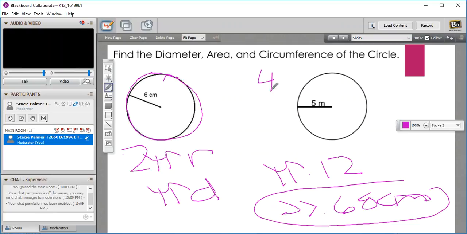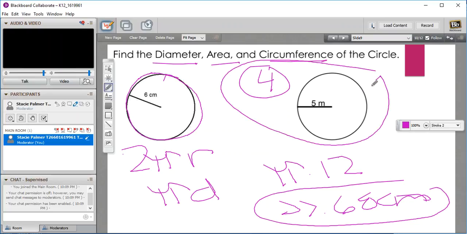So for question number 4 on your quiz, I want you to find the diameter, the area, and the circumference of this circle right here that has a radius of 5.